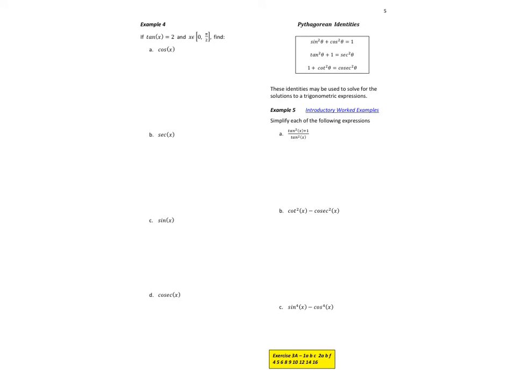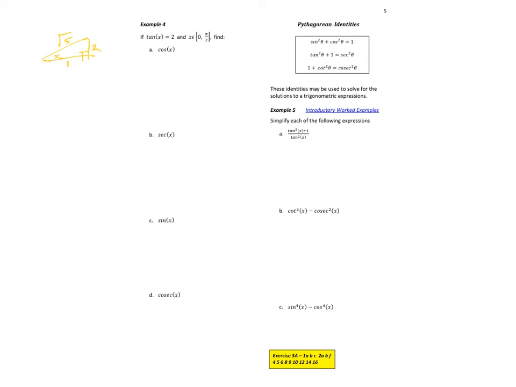A couple more to go. Find cos, sec, sine, cosec, etc. from our tan function. I think the easiest way to do these is always with a right angle triangle. So if I make this angle there x, tan is opposite over adjacent, and tan x equals 2. If that's the case, c squared equals a squared plus b squared, so the hypotenuse has to be root 5.